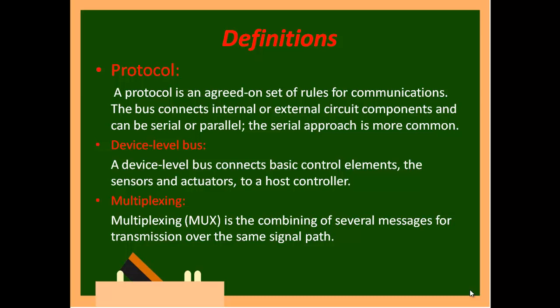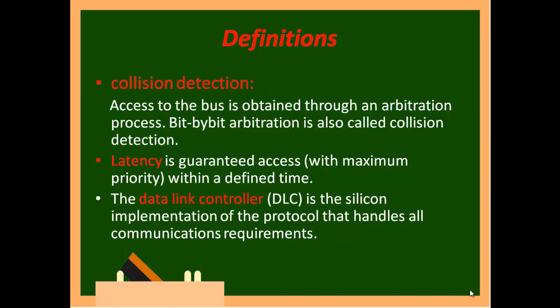Then comes multiplexing. Multiplex, we all know MUX. It is multiplexing, combining several messages for transmission over the same signal path. For example, Google. We all know Google is a server. That same Google server is being used by n number of persons at a particular point of time. So there we will do multiplexing. The data will be multiplexed from the Google server and will be sent, and then it will be separated and given to 2 or 3 persons depending upon the requirement.